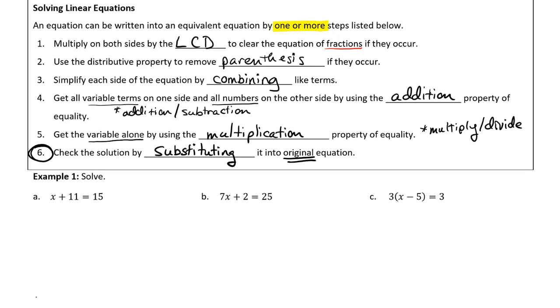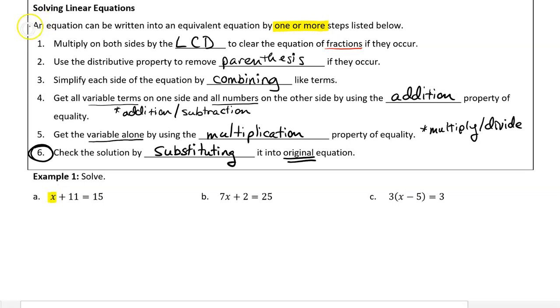So let's look at example A. We have x plus 11 is equal to 15. Pretty straightforward. It's an equal, so I know it's an equation here. And my unknown that I'm trying to solve for is the x. I want to get the x by itself.